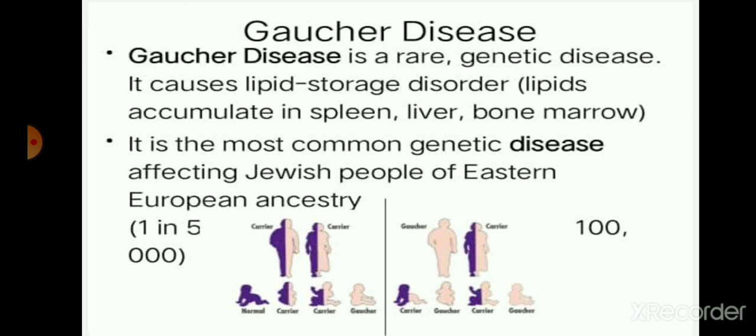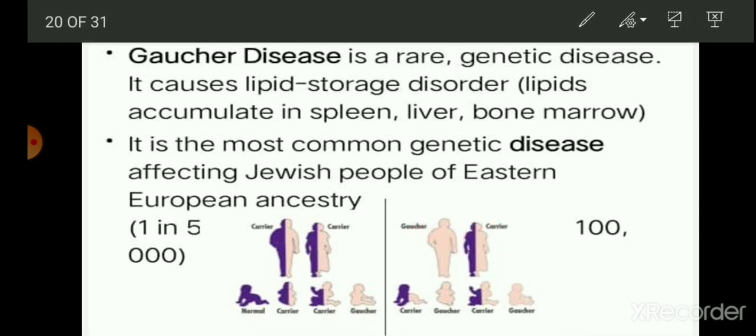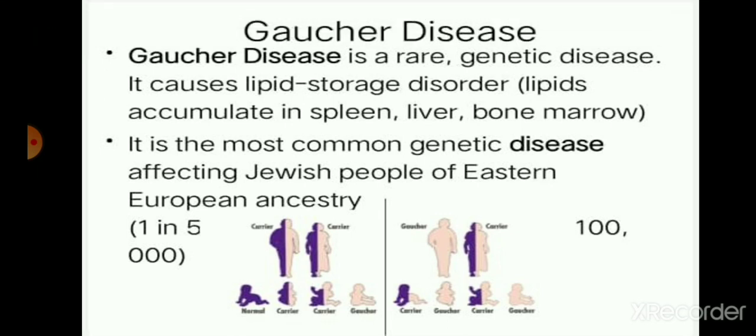What happens if one parent is a carrier and one is a normal person? Here two children would be normal and two would be carriers for the disease.